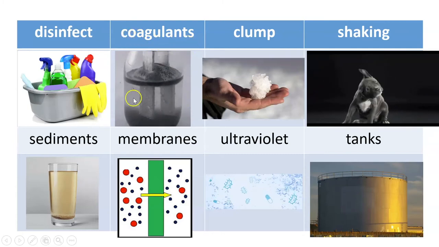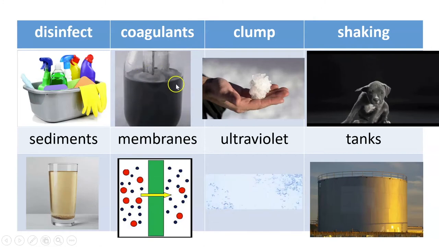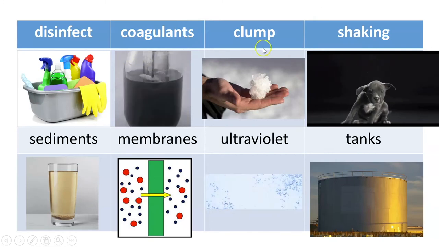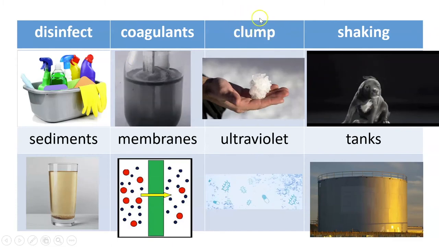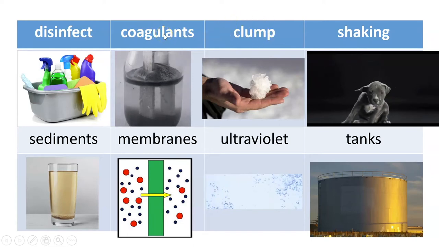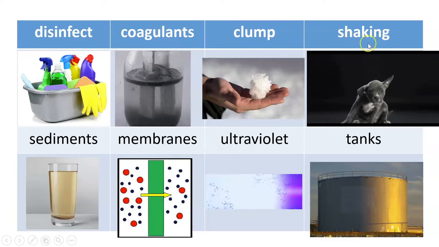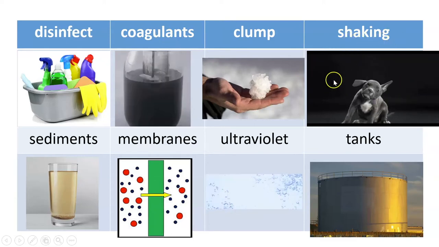The next word is coagulants. And if you look at the image here, it looks like it's expanding and getting bigger. This is because a clump is forming, just like this, a clump. So chemicals are added to the water, which forms clumps. Coagulants are a type of chemical. Next we have shaking. So here we have the puppy shaking his head.